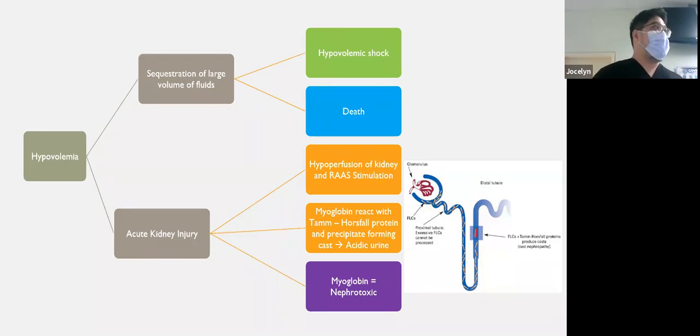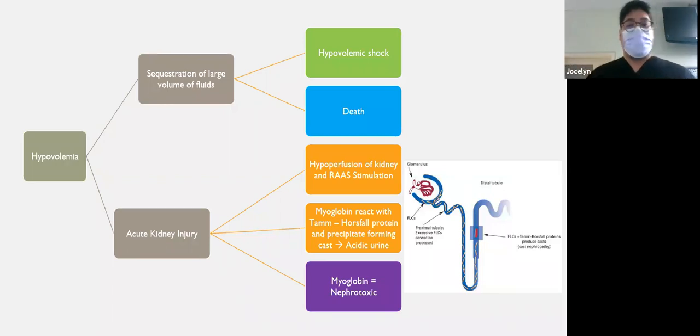How can hypovolemia occur? Hypovolemia can be divided into acute kidney injury and also sequestration of a large volume of fluids. I will talk about the acute kidney injury first. When there is hypovolemia, there will be vasoconstriction and hypoperfusion of the kidney, so there will be less blood flowing to the kidney. In order to preserve the function of the GFR, there will be RAS stimulation, renin angiotensin stimulation. It will vasoconstrict the arterioles in the kidney more. That's why you can get AKI.